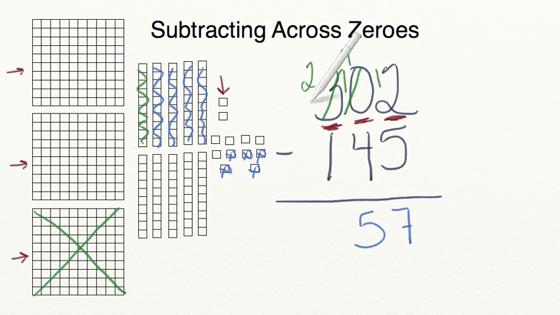We have 2 hundreds blocks, and we need to subtract 1. So I'm going to cross out one of our hundreds blocks, and that leaves me with 1 left. And if I subtract 2 minus 1, I get 1. So that means that 302 minus 145 gives us a value of 157.